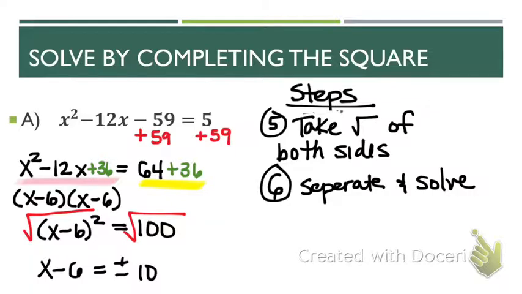So we have x minus 6 equals 10. Go ahead and solve that. And x minus 6 equals negative 10. Get your two solutions.